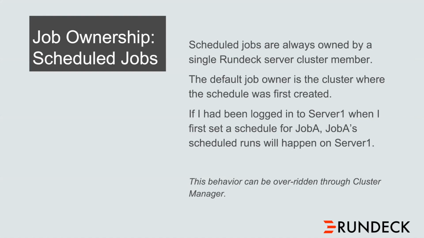So for a scheduled job, there's always a single cluster member, a single server that will own a job. That job owner, by default, is the cluster member where the schedule was first created. So if I was logged into server 1 when I first set a schedule for job A, the schedule for job A is going to continue to happen on server 1. I can change that behavior by logging into the cluster manager interface in the UI, and I'll show you that in a minute. But as a general rule, just bear in mind that whatever server you are on at the time you set the schedule is the job owner.